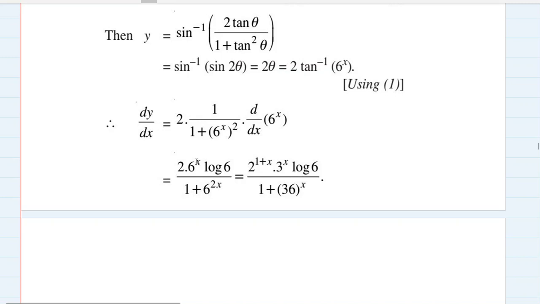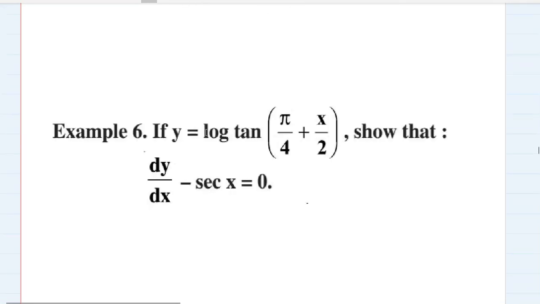2 multiplied by 6 raised to x into log 6 to the base e, of course, the whole upon 1 plus 6 raised to 2x. If you want to simplify to the next step, it is your choice. If you don't, then it's okay, no problem. You will still get marks. All right, let's go to the next question.